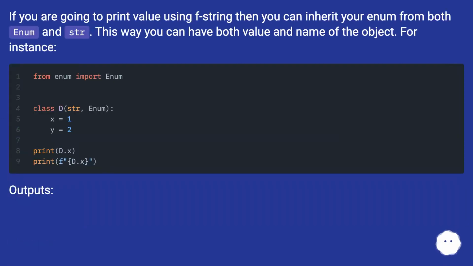If you are going to print value using an f-string, then you can inherit your enum from both Enum and str. This way you can have both value and name of the object. For instance, outputs.